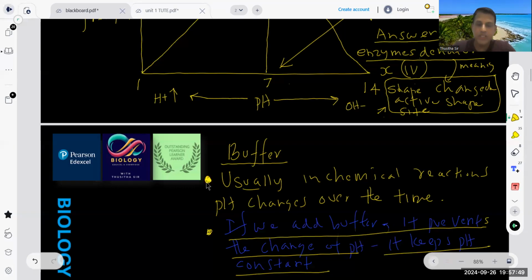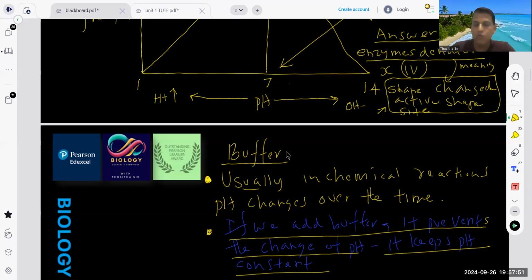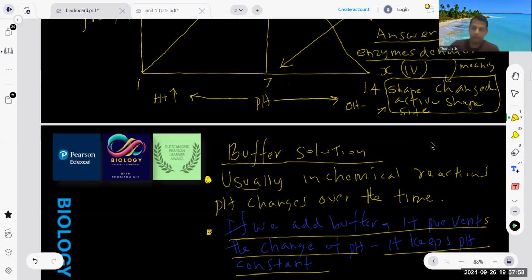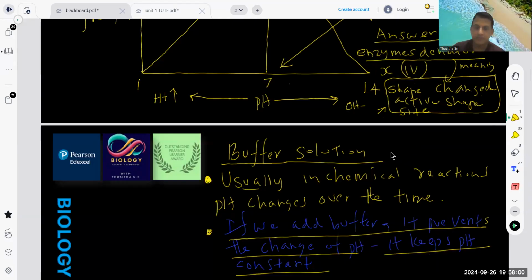Right, you can also copy this down. You can write now, what is a buffer solution? Usually in chemical reactions, pH changes over the time. If we add buffer, it prevents the change of pH. It keeps pH constant.